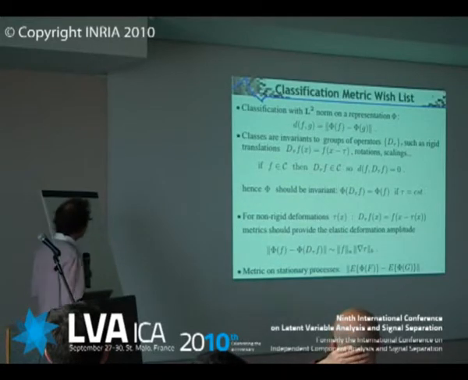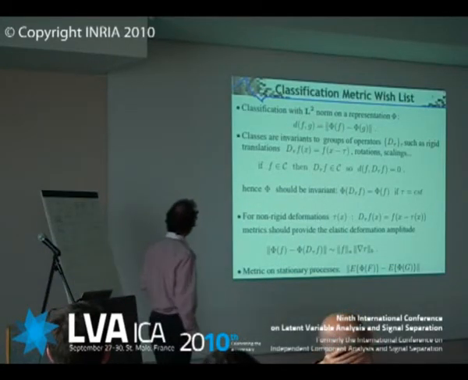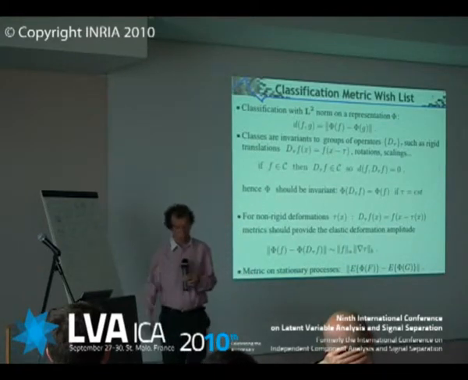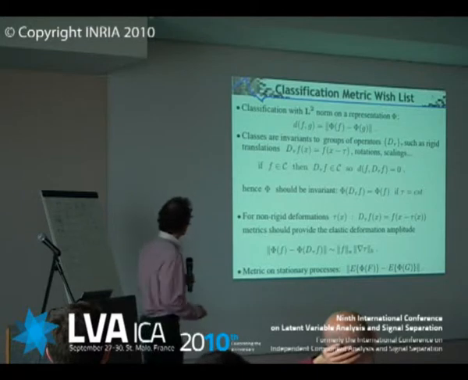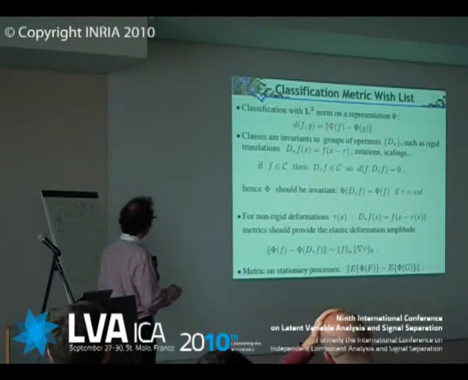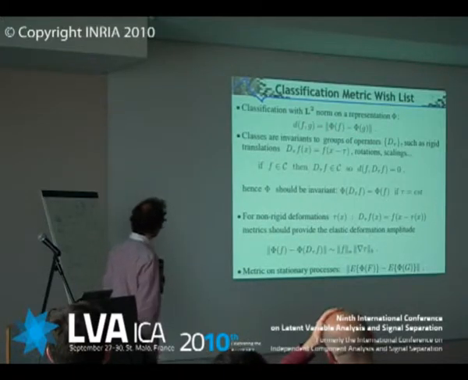Okay, so let me define my wish list. What I want is to define a metric to be able to do classification. And I would like this metric to be relatively simple, in the sense that I want to define a mapping of my function so that the metric is simply an L2 norm over the mapping of the functions f and g, so Φ(f) minus Φ(g).